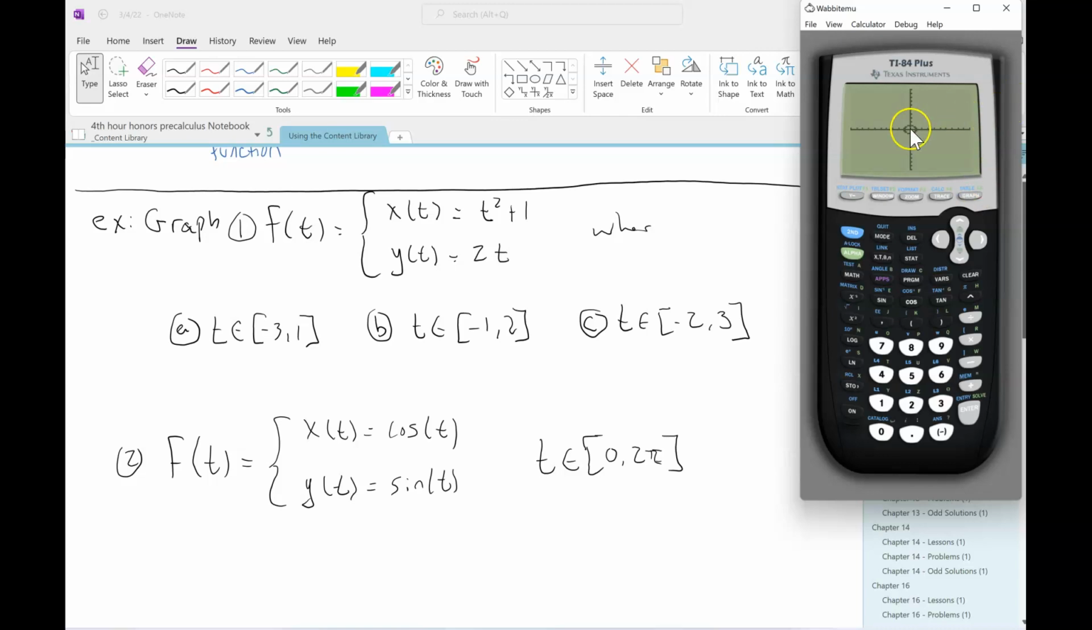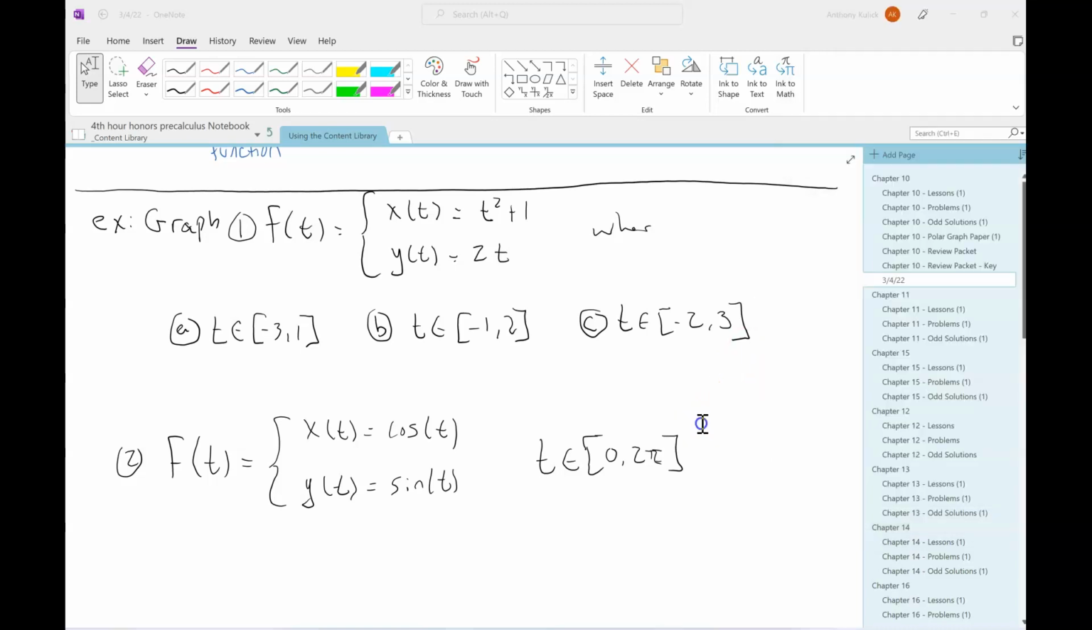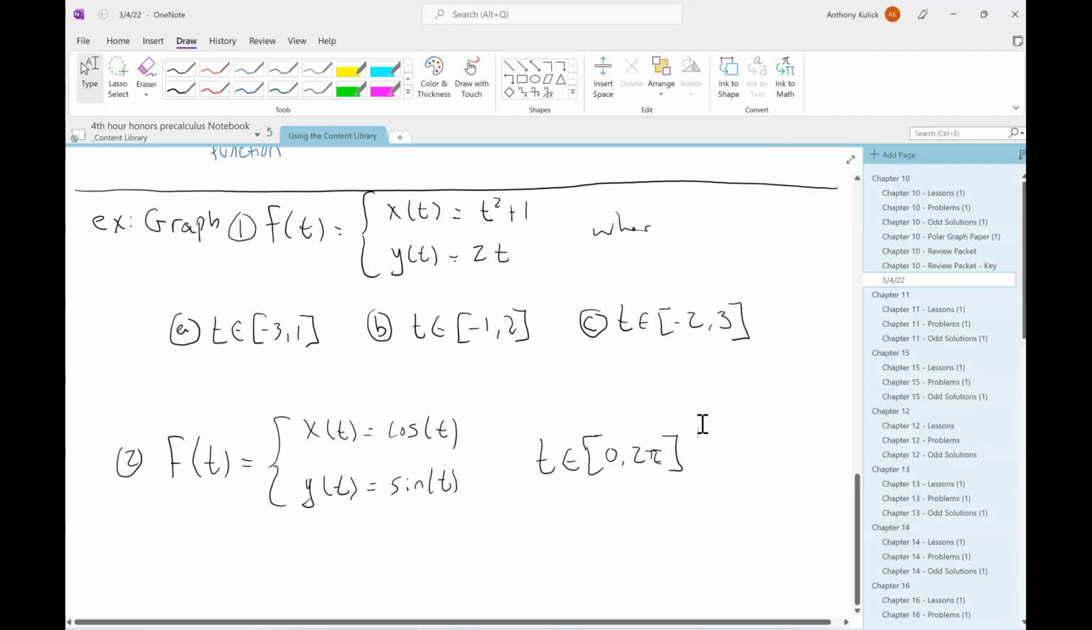Itty bitty one. We could zoom the picture in a little bit if we wanted to mess with the window and change the X mins and Y mins and maxes if we wanted to, but does that feel okay?